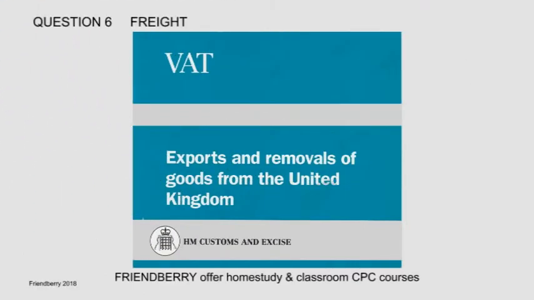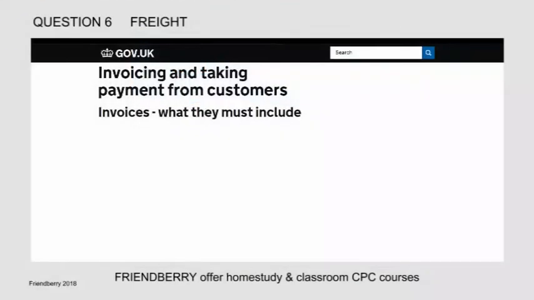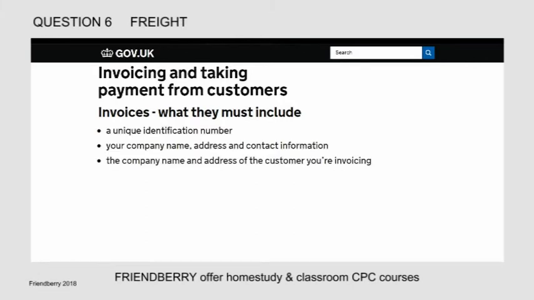VAT. The Gov. website lays out the requirements for entering onto VAT invoices as follows. A unique identification number. Your company name, address and contact information.